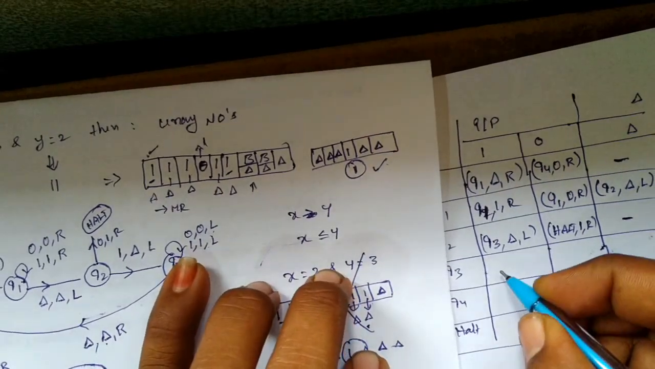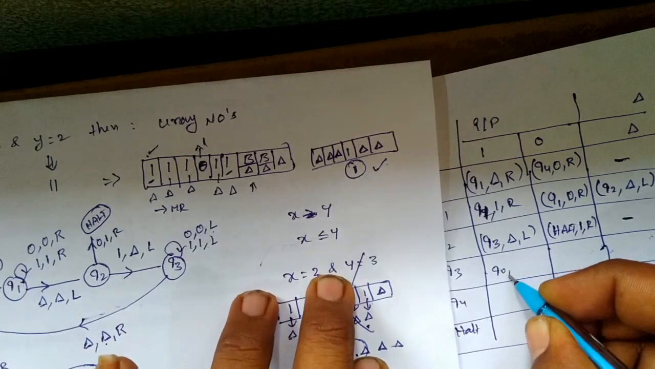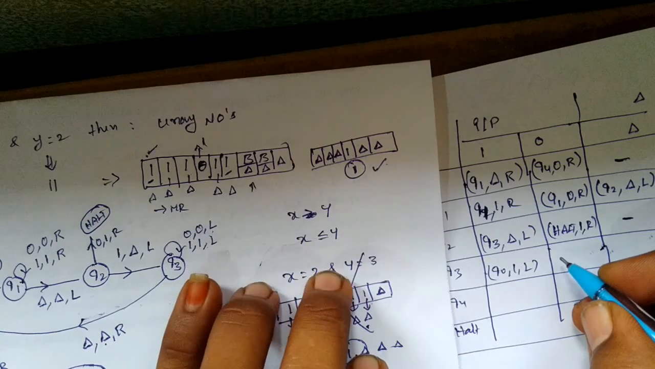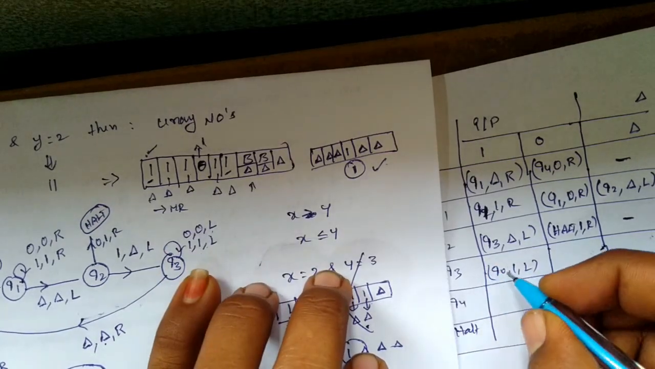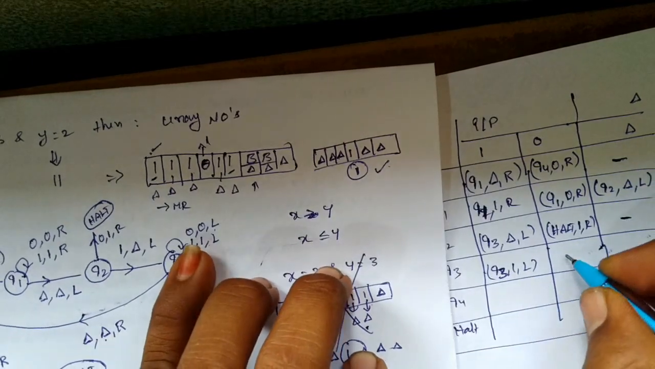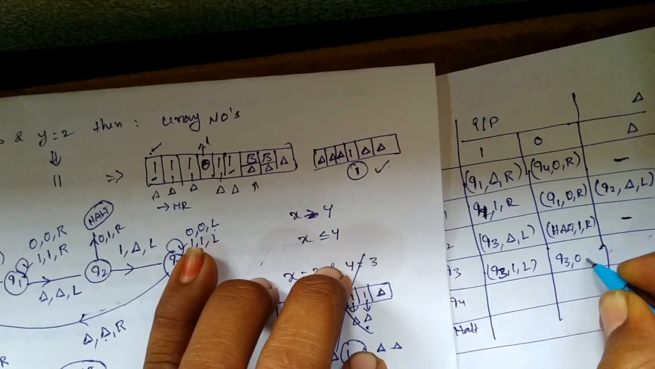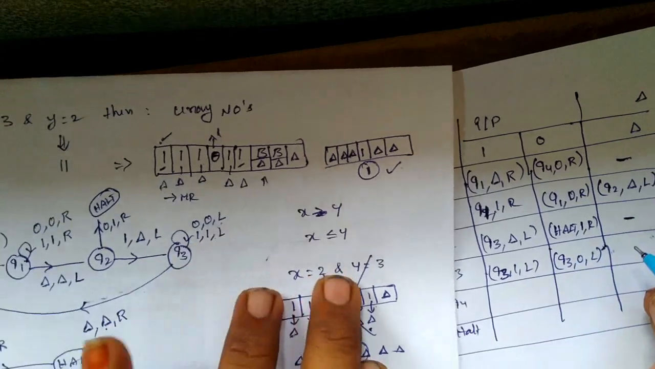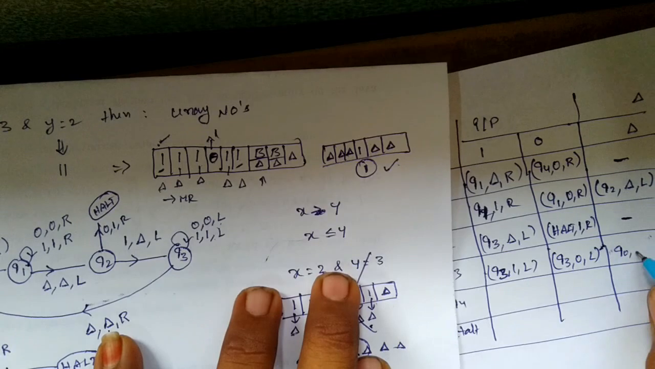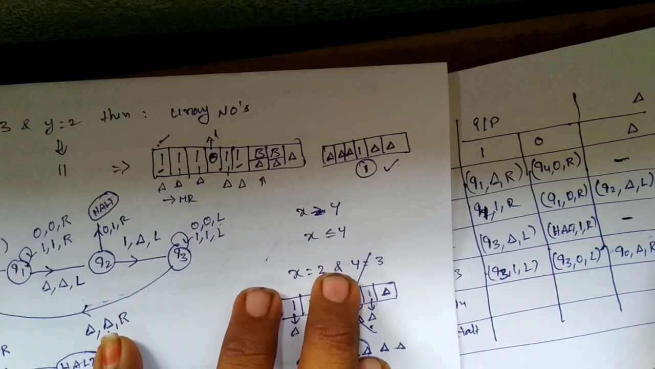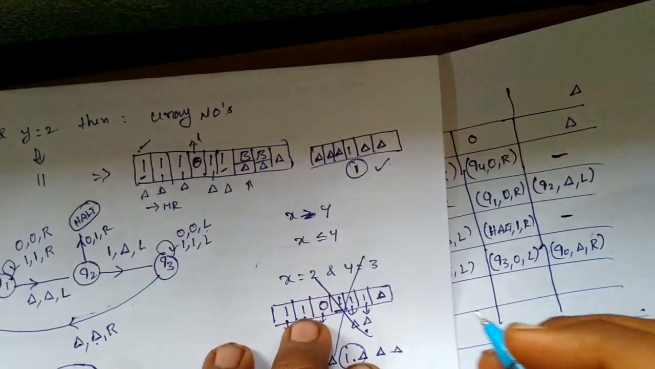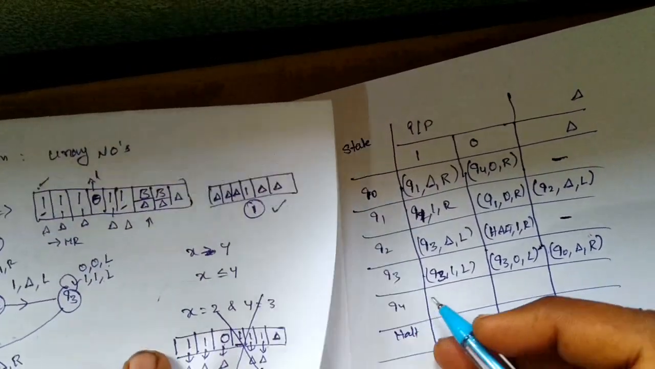When reading 1, going to Q3 itself, the written symbol is 1 and direction is left. When reading 0, going to Q3, the written symbol is 0 and direction is left. When reading del, going to Q0, the written symbol is del and direction is right. Next, from Q4.